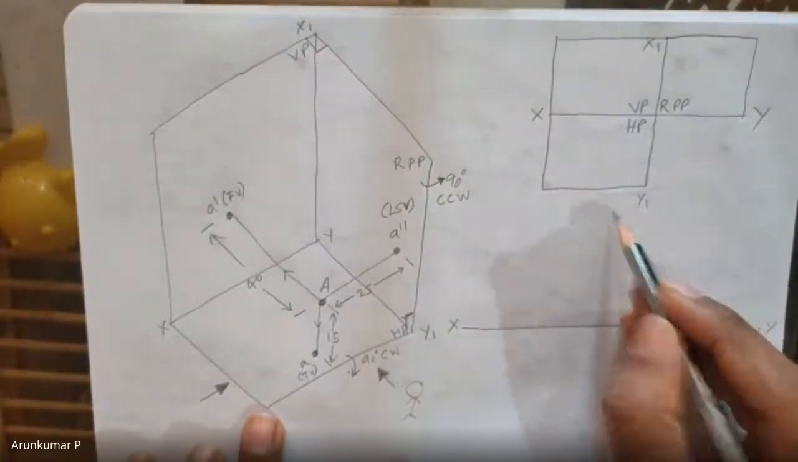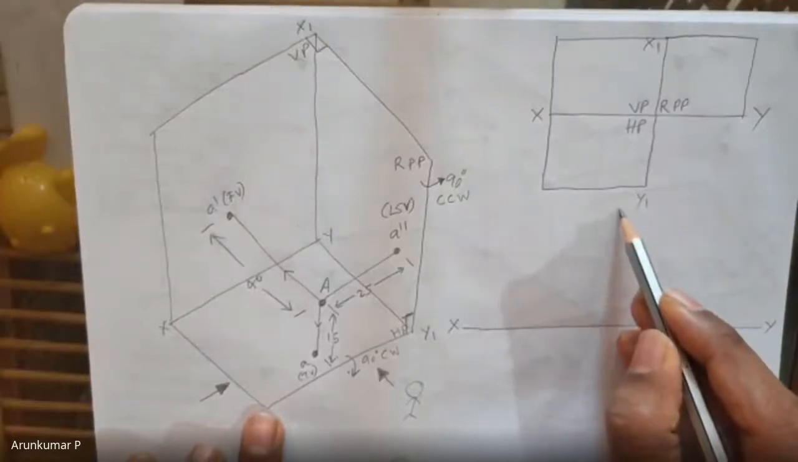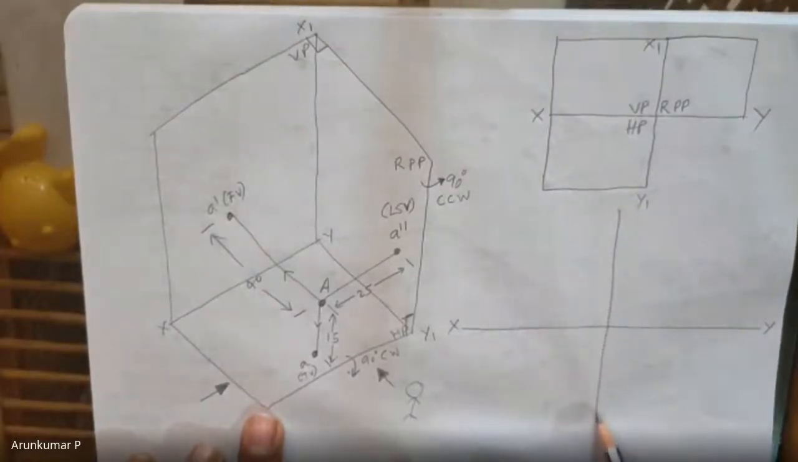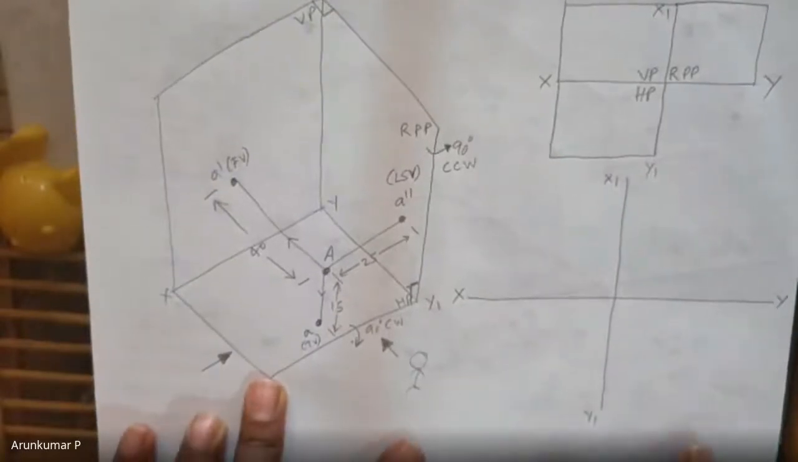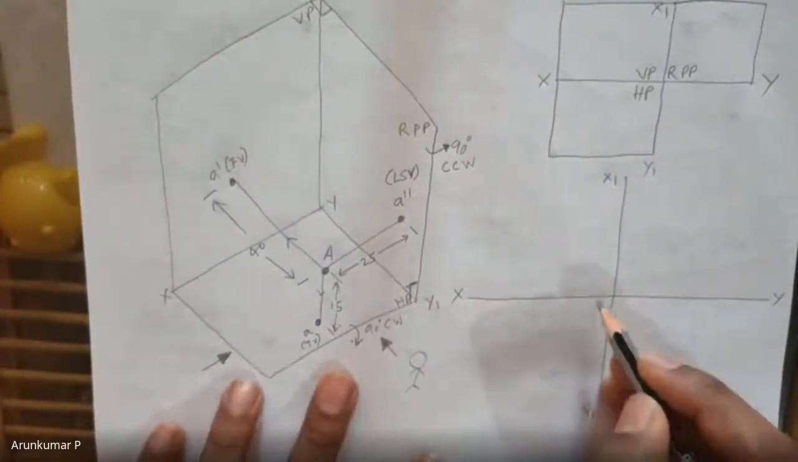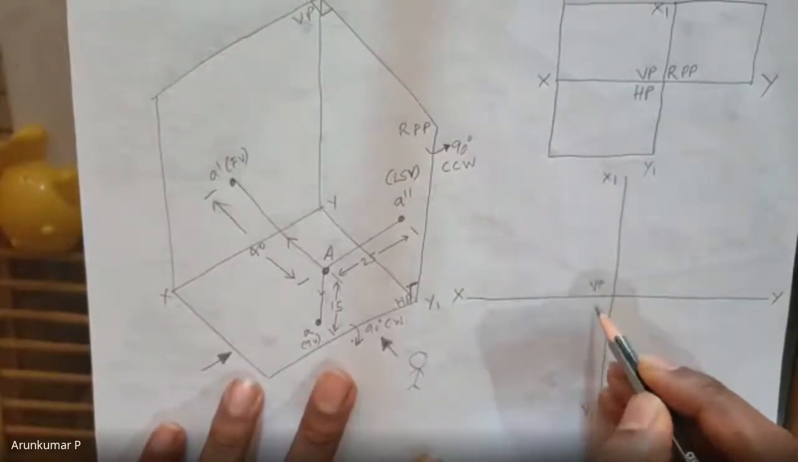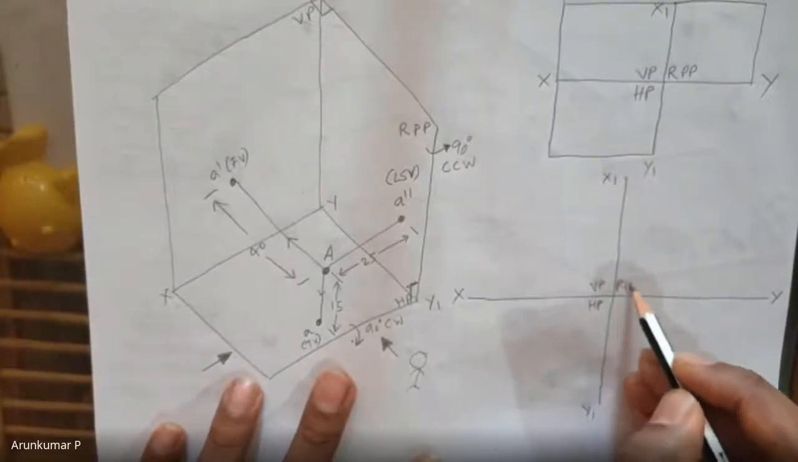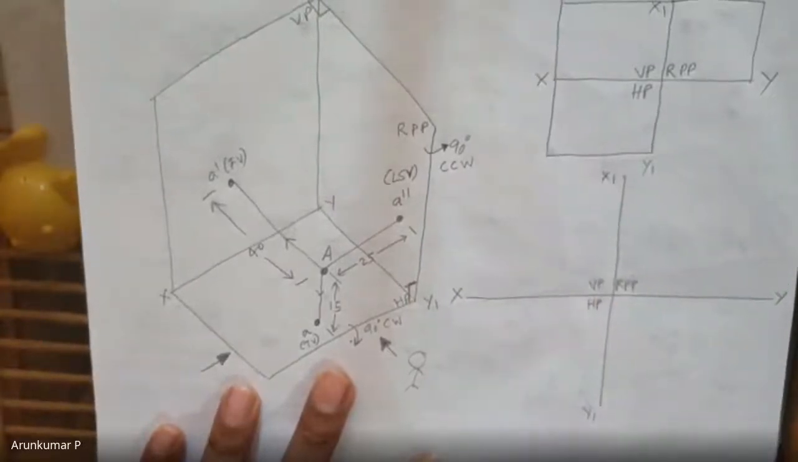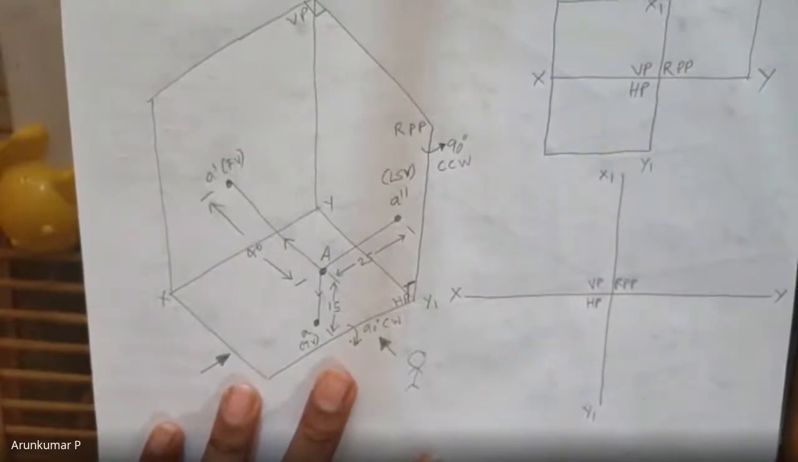Next, draw the X1, Y1 line right in the middle, perpendicular to the XY line. And then mark the planes VP, HP, and besides VP, you have RPP, the right profile. Next, you have to start locating the views.